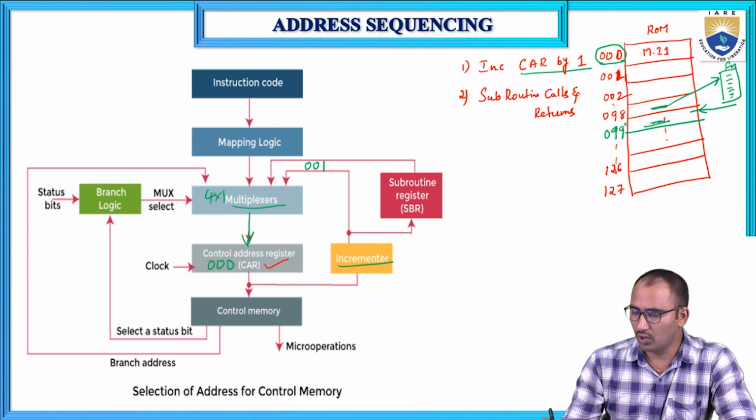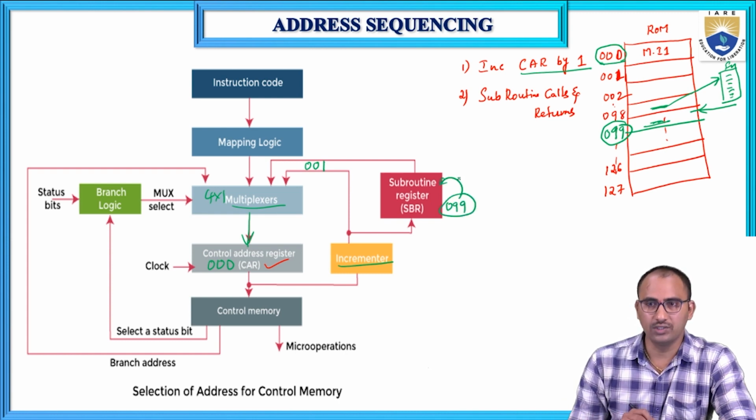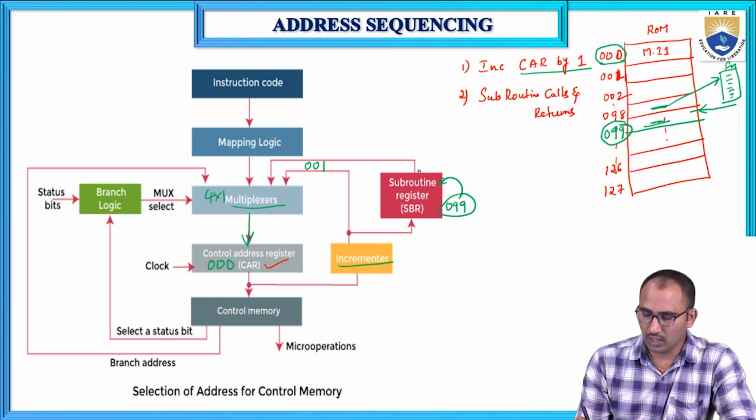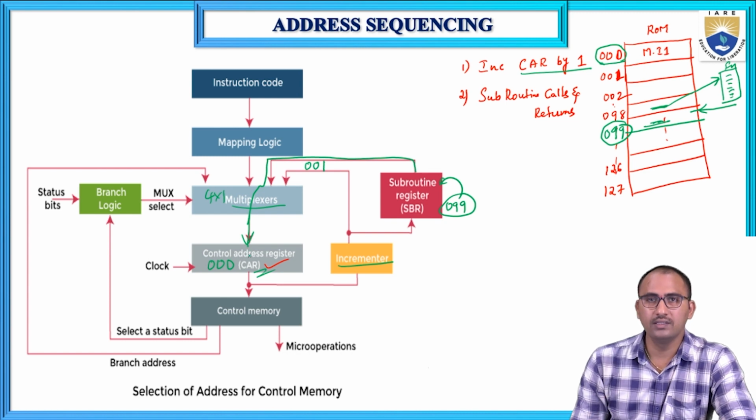This 099 will be stored in the subroutine register. From the subroutine register, through the multiplexer, it will be loaded into the CAR, the control address register. So that is the second one.